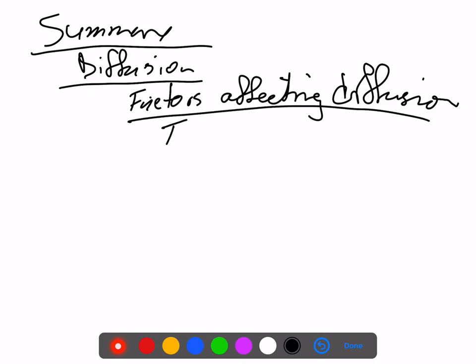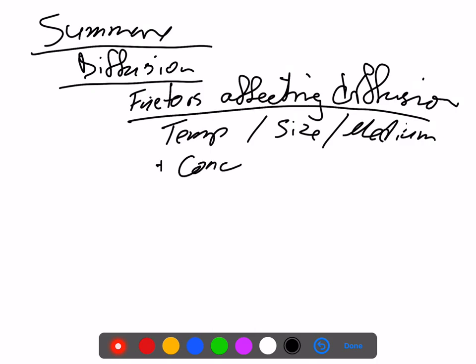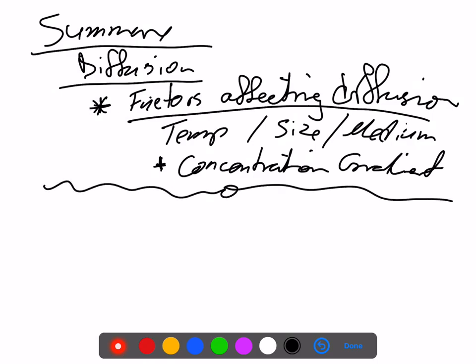The factors that affect diffusion, if you remember from our lecture, were temperature, size, the medium, and the concentration gradient. We didn't describe that in this particular lecture, but I did in a previous one when we last met in lecture. So I want you to go back and review those notes, or you can read about them in your textbook. All right, the other thing you need to know is osmosis.